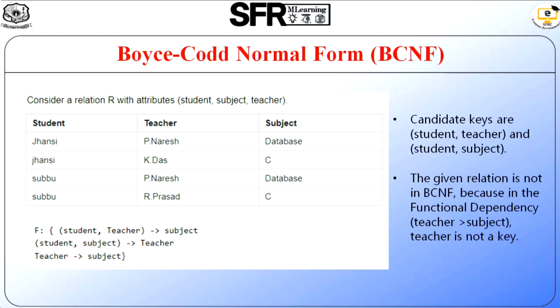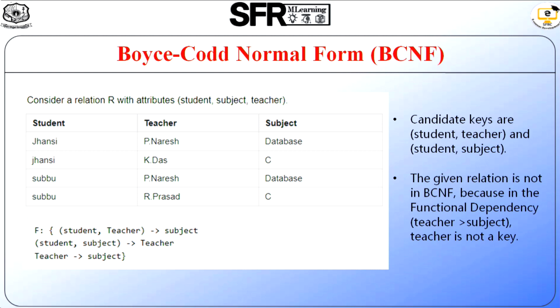In this table, first we take the candidate keys. Student and teacher is a candidate key, and student and subject is also a candidate key. Below the table you see the functional dependencies. The first dependency is that subject is dependent on student and teacher, the second is that teacher is dependent on student and subject, and the third is that subject is dependent on teacher. So the first two functional dependencies do not violate the rule for BCNF.